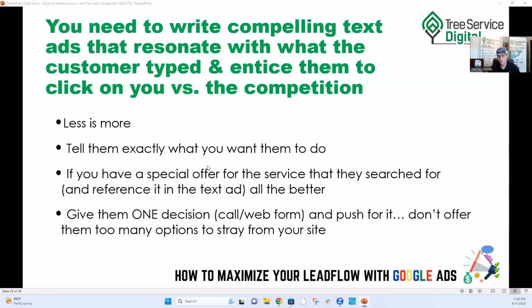If you have a special offer, like veterans and senior citizens 10% off, or a special treatment for veterans and senior citizens, or something like that, that really helps too sometimes. Give them one decision and push for it. Don't offer them too many options to stray from your website. Call now for a free estimate, or do that.